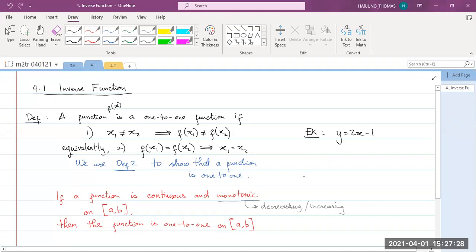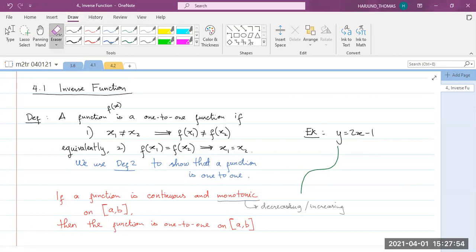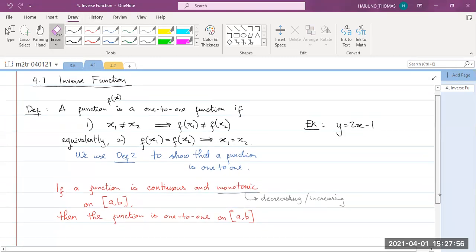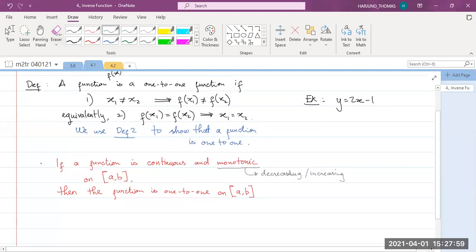Okay, you can see, for example, a linear function is strictly increasing or strictly decreasing, right? Then it makes the function one-to-one. Now the graph of x cubed is also strictly increasing. So it is also one-to-one. Okay, now another one. Another important note.